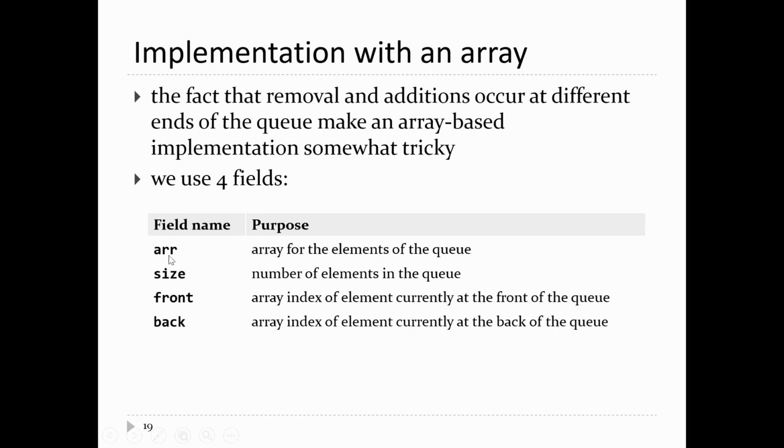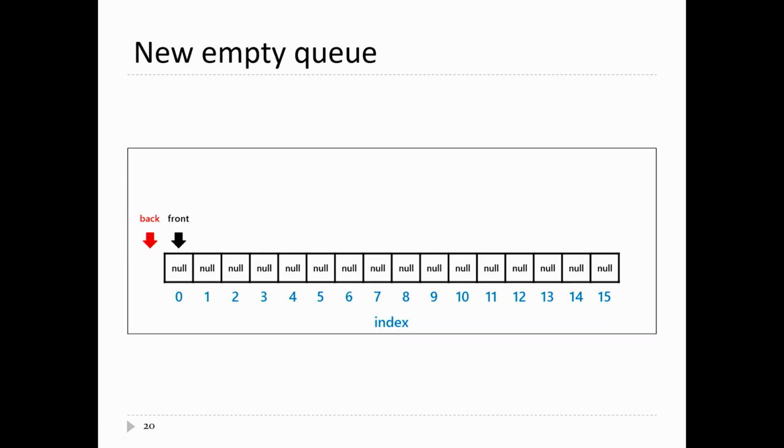I need the array to store my elements. I need to know what the size, or the number of elements in the queue, is. And I need front and back. Front is going to be the index of the element that's currently at the front of the queue, and back is going to be the index of the element currently at the back of the queue. So there is a picture of an empty queue. I've got an array of size 16.